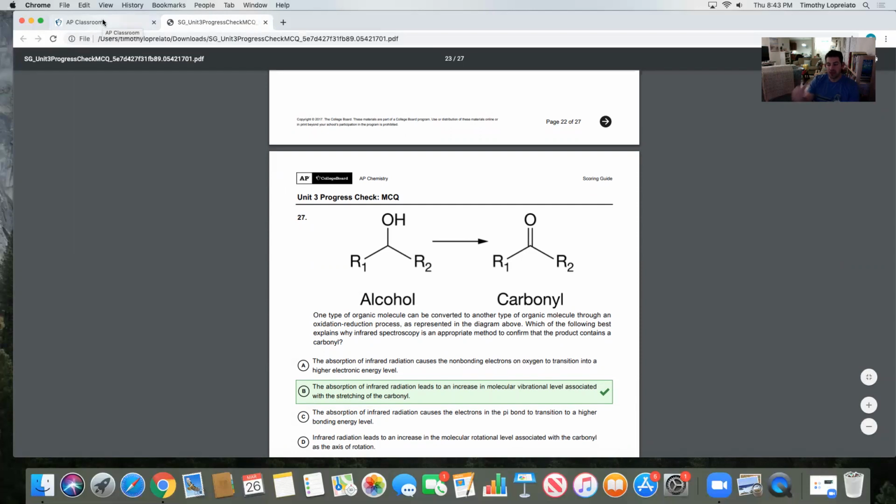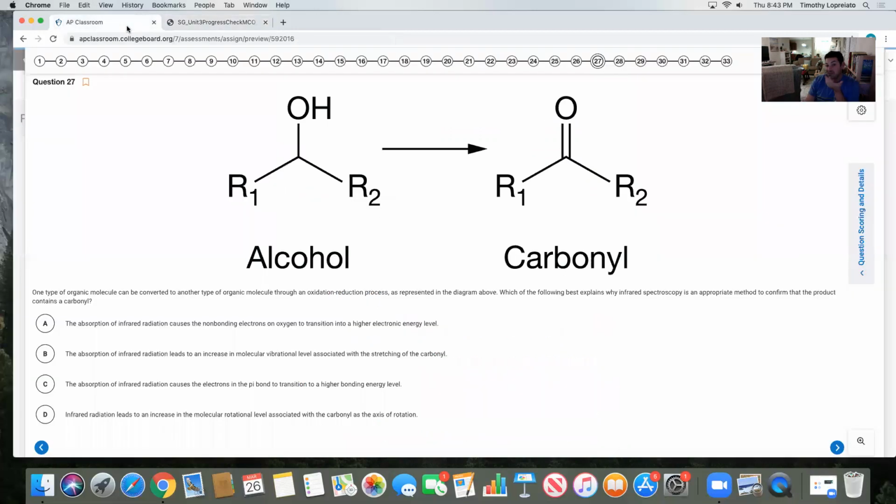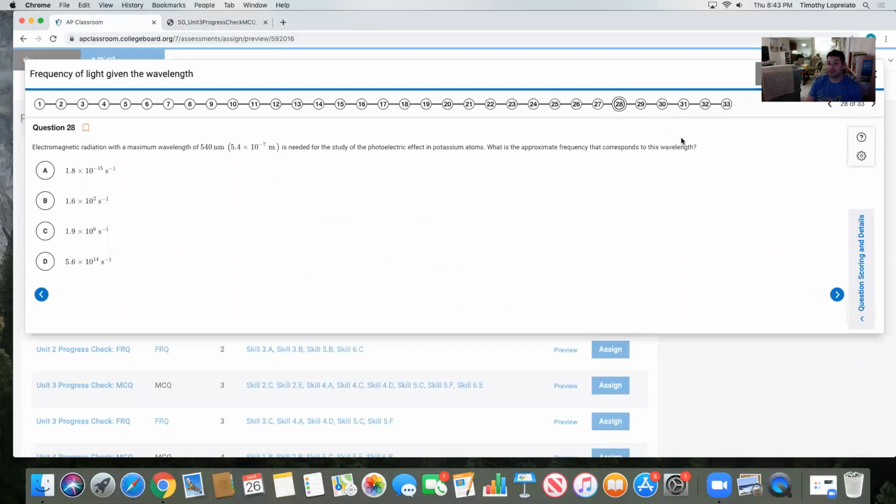All right, just correlate those three together. UV visible spectroscopy, electron transitions; infrared, vibrations; and microwave going with rotations. So just memorize that, and then you don't have to worry about it because it's never going to be anything different from that.